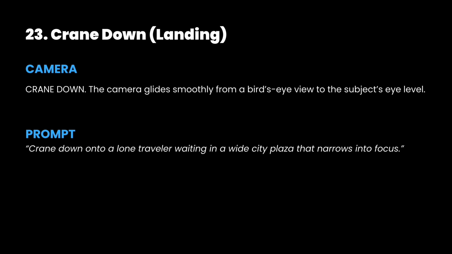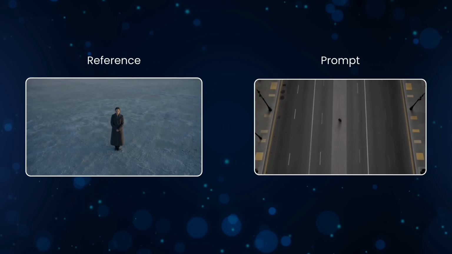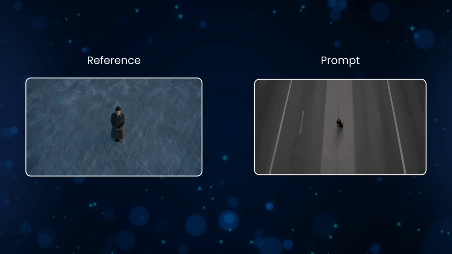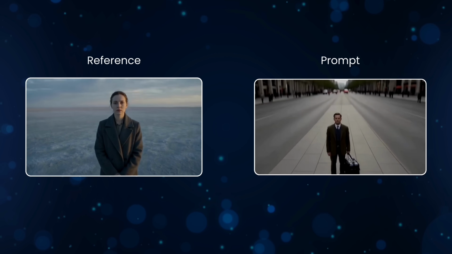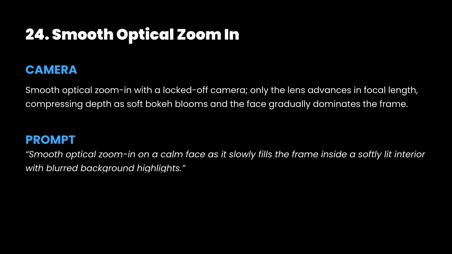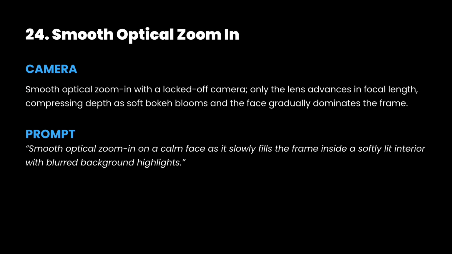Number 23. Crane down, landing. This descending angle draws the audience into the character's personal space. It's effective because it converts grandeur into intimacy. Number 24. Smooth optical zoom in.